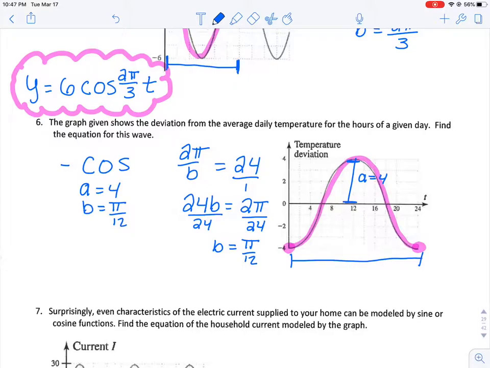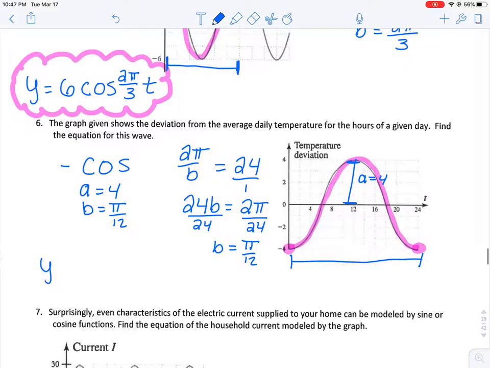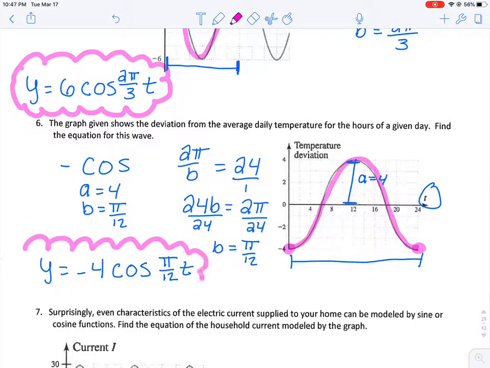So if I want to write my equation, again, make sure you have a y equals. This is a negative. My amplitude is 4. Cosine of pi over 12. And again, instead of an x, I'm going to put a t there. So this is my equation for this question.